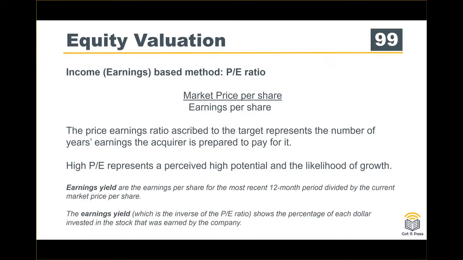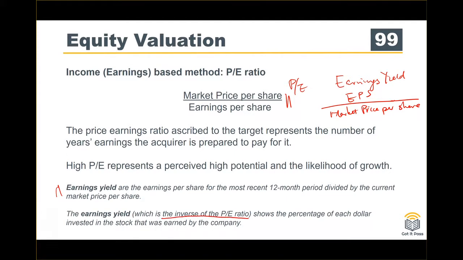And here is one term to be explained: earnings yield. The earnings per share for the most recent 12 months period divided by the current market price per share. So it is just the reciprocal. Here is the PE ratio, and for the earnings yield, it is the earnings per share divided by the market price per share. It is the inverse of the PE ratio.